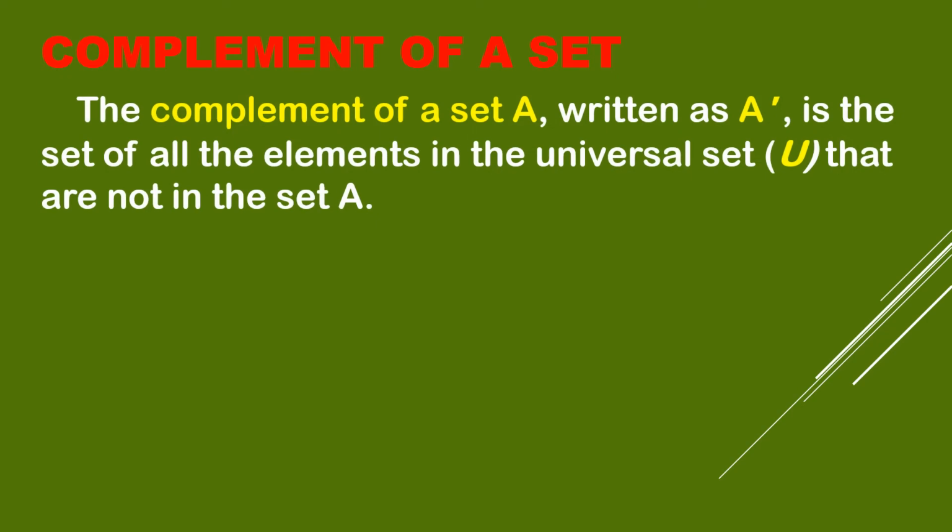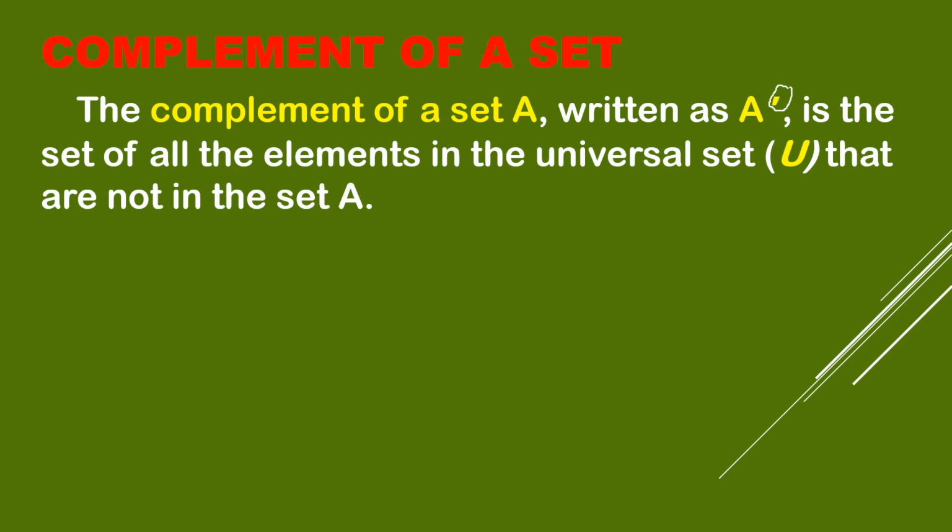Now, let's have another set operation. It's the complement of a set. So how are we going to define complement of a set? The complement of a set A, written as A prime, okay, this is the symbol, it's a prime, is the set of all the elements in the universal set that are not in the set A. Okay, ano pa natin ito i-explain? Naintindihan nyo na ba yung definition niya?